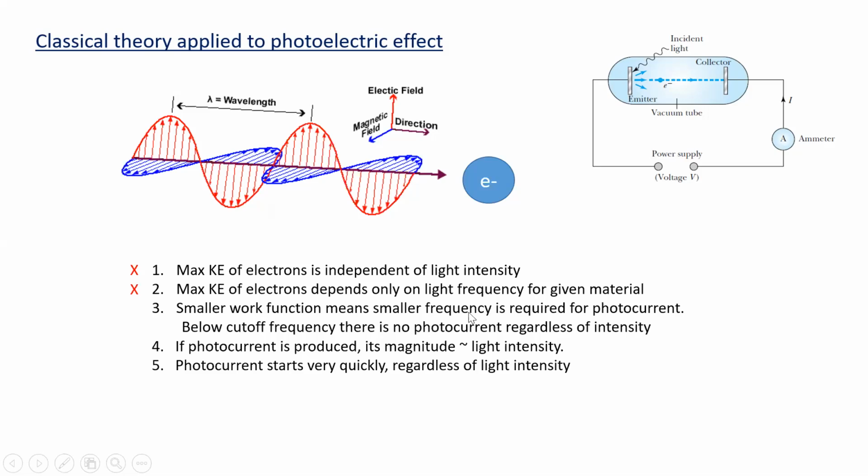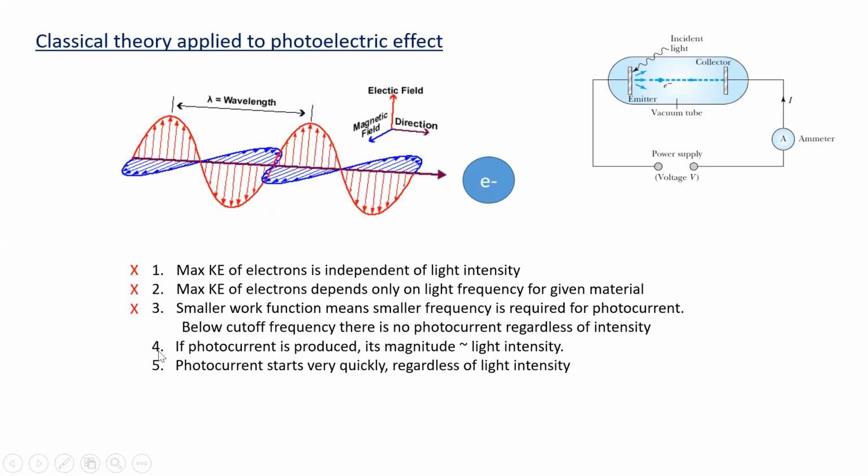Smaller work function means a smaller frequency is required for a photocurrent, and below a cutoff frequency there is no photocurrent regardless of intensity. Below a certain frequency would mean above a certain wavelength, there would be no photocurrent. But there's no limit to how long the oscillations can be in the electric field, and they will still provide energy to the electron through the Coulomb force. So that one doesn't work classically either.